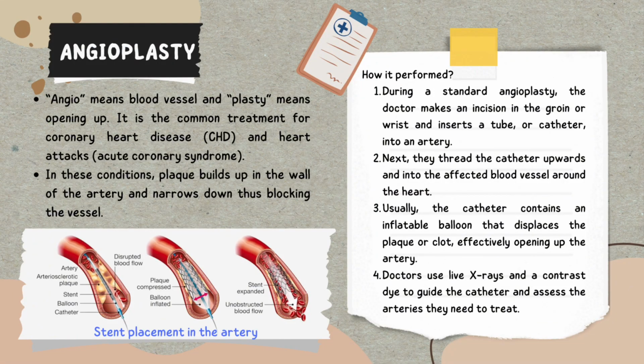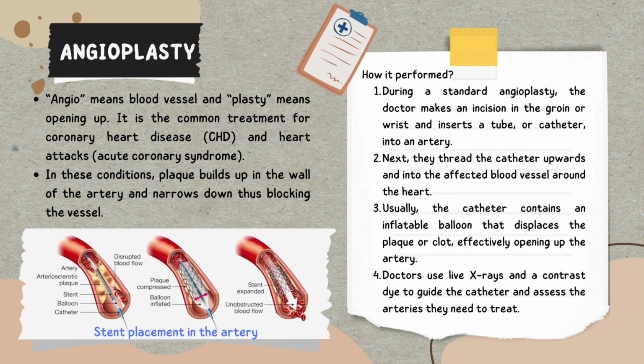Angioplasty. Angio means blood vessel and plasty means opening up. It is a common treatment for coronary heart disease and heart attack. We know that in coronary heart disease, plaque builds up in the wall of the artery and narrows it down, thus blocking the vessel. So angioplasty will help to remove the plaque. So how is it performed?